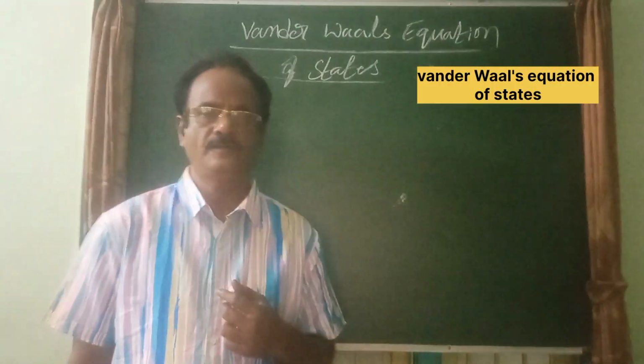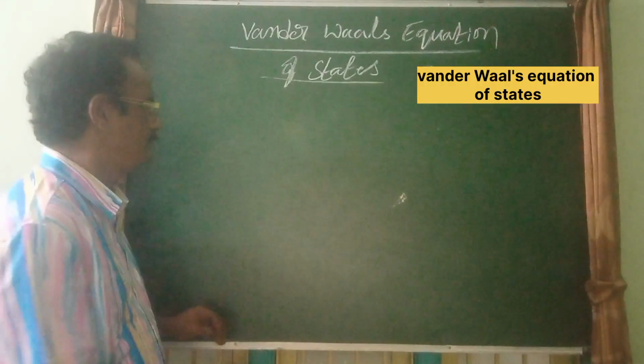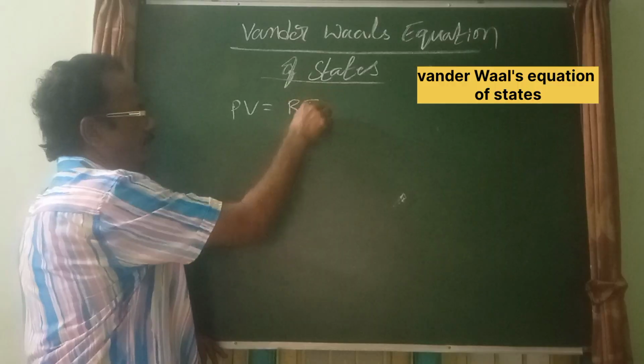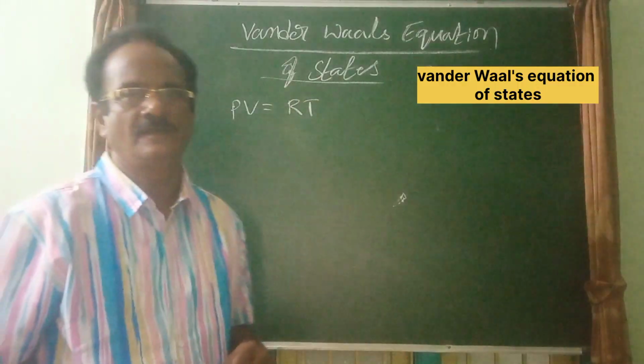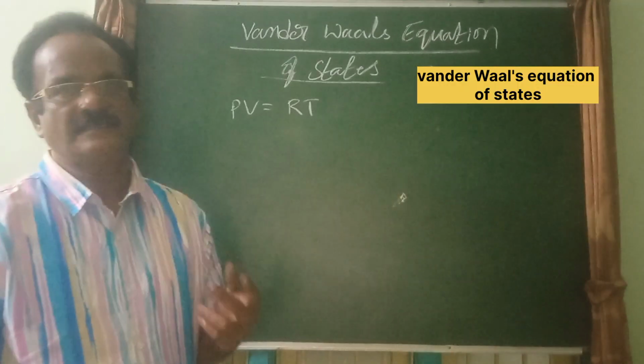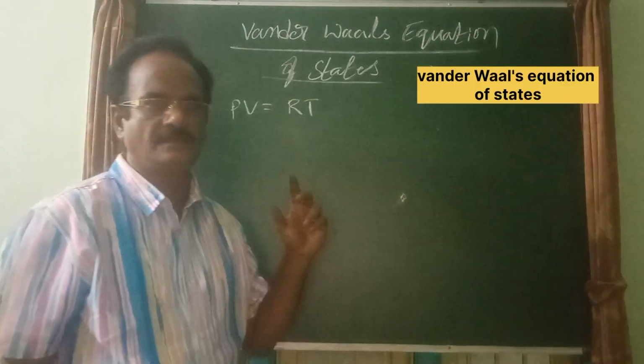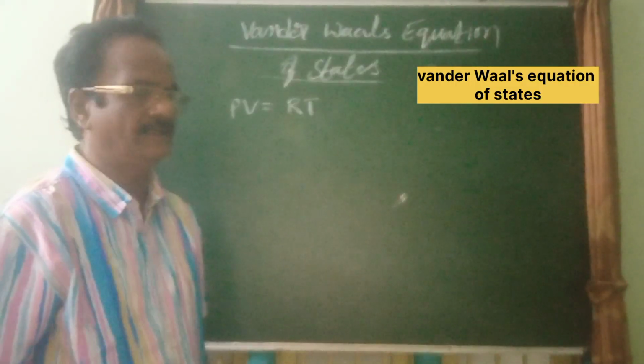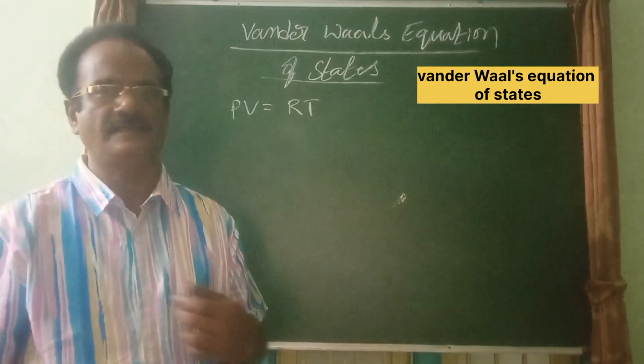We all know about the ideal gas equation, which is stated as PV equals RT for 1 mole of gas. If a gas follows this equation under any conditions, it is said to be an ideal gas. We know that.